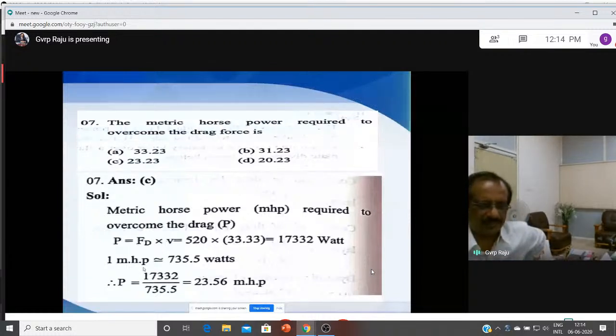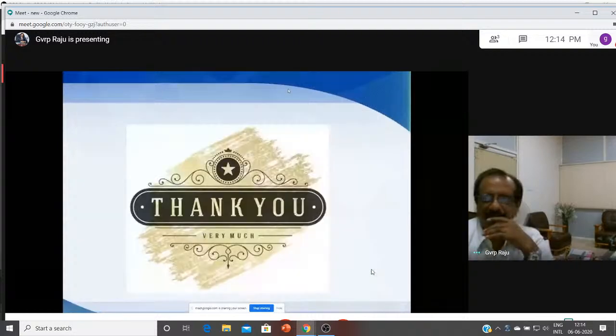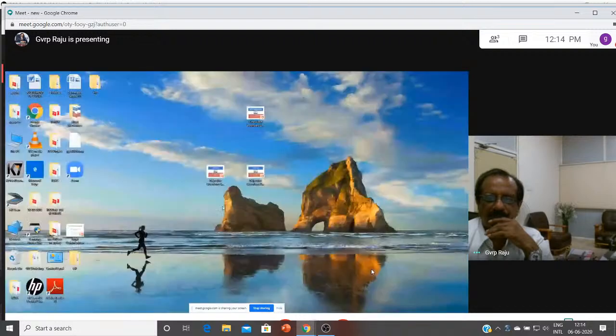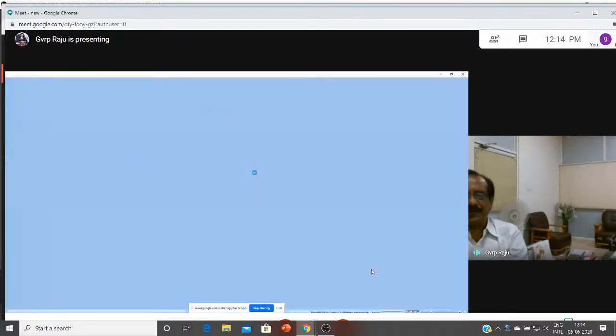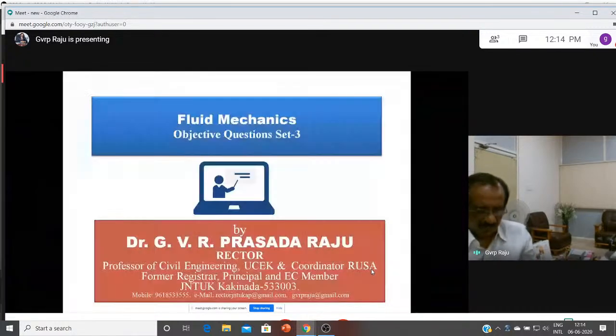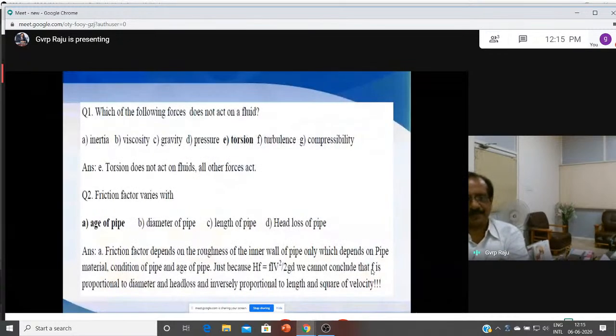And this is standard, 1 metric horsepower is equal to 735 watts. Answer is C. So thank you very much, I have completed the boundary layer chapter. Now we will take some 10 minutes for interesting objective questions in general, which cover almost all the chapters. Simple questions and logic questions. I will quickly go through in 10 minutes and complete in time.